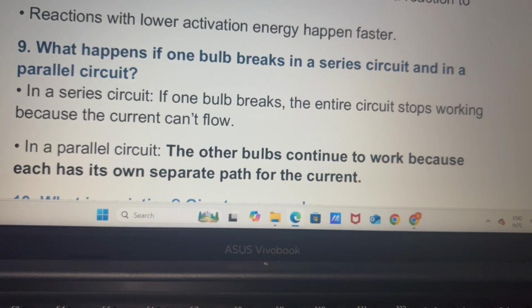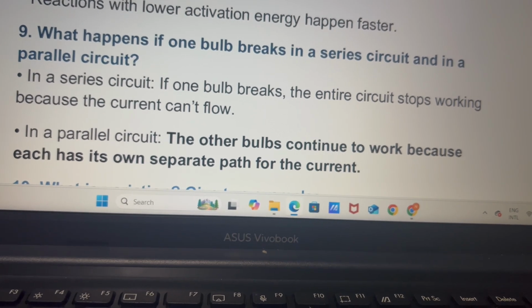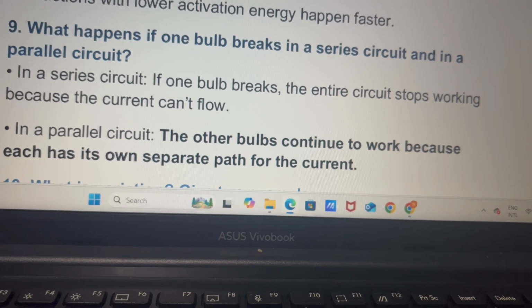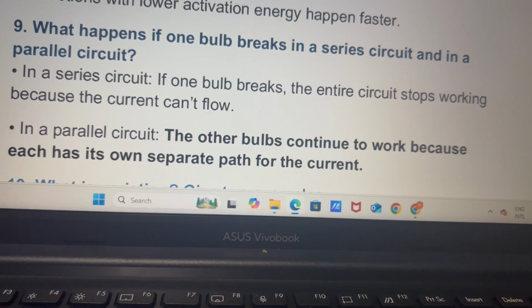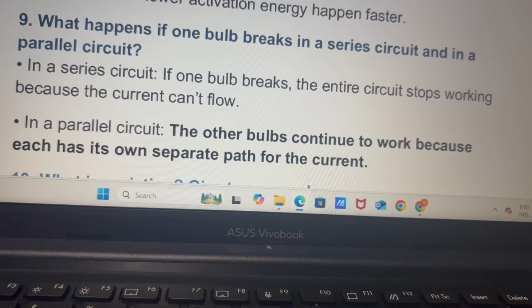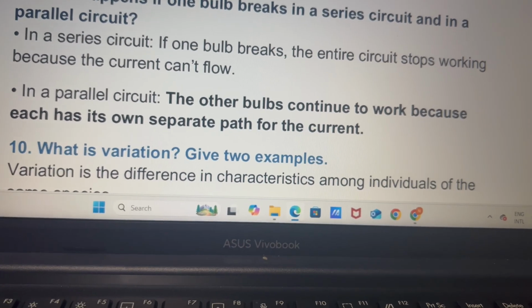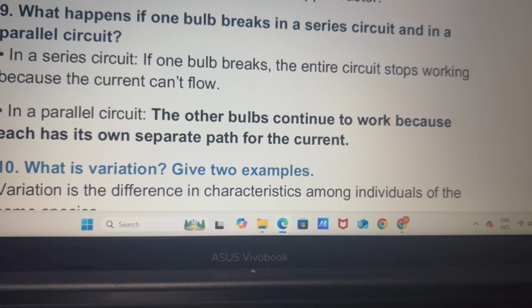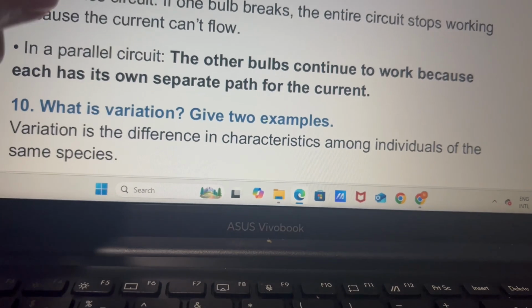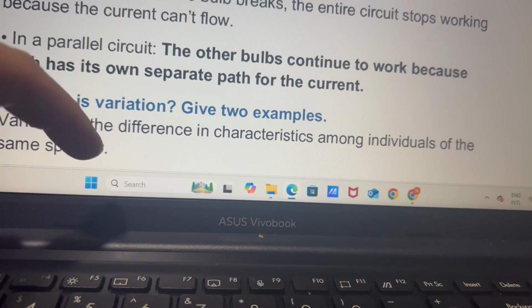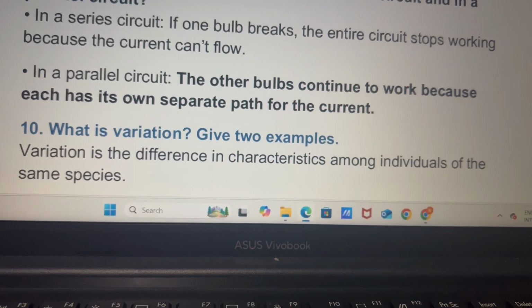We just said it, in the series circuit, if one of the bulbs breaks, the entire circuit will stop. For the parallel, if one of the bulbs breaks, the other bulbs will continue to work because each has its own separate path for the current. The current gets divided over the branches anyway, so it is not going to stop.